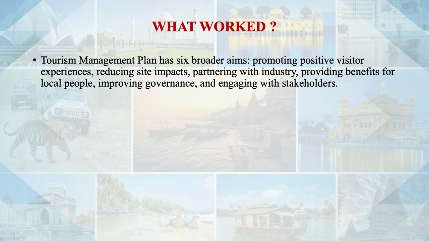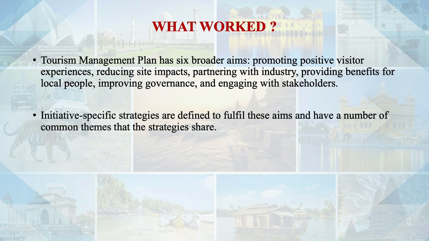What works? The final draft of the TMP is a long and detailed document comprised of 6 broader aims or initiatives addressing the 4 strategic priorities: promoting positive visitor experiences, reducing site impacts, partnering with industry, providing benefits for local people, improving governance, and engaging with stakeholders. Initiative-specific strategies are defined to fulfill these aims, and each strategy is composed of individual steps that are planned to take place in the approaching months and years.